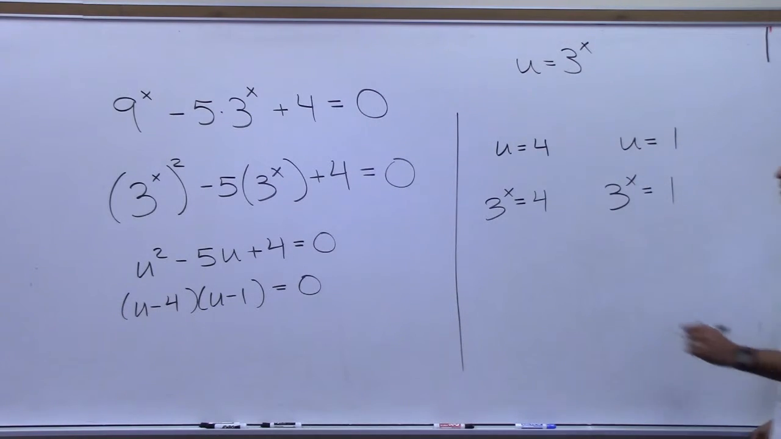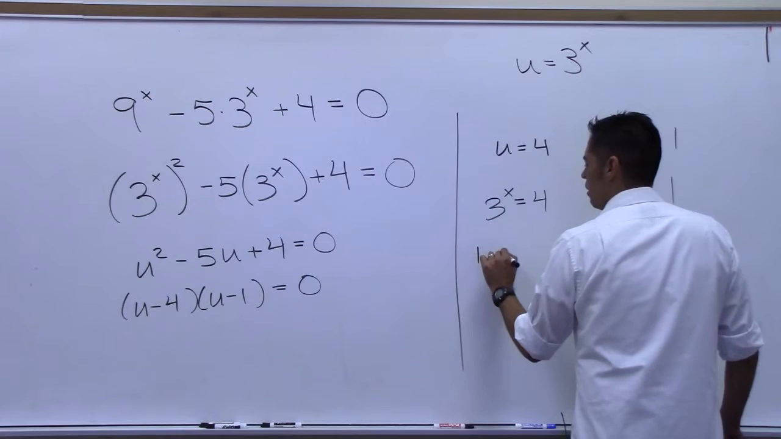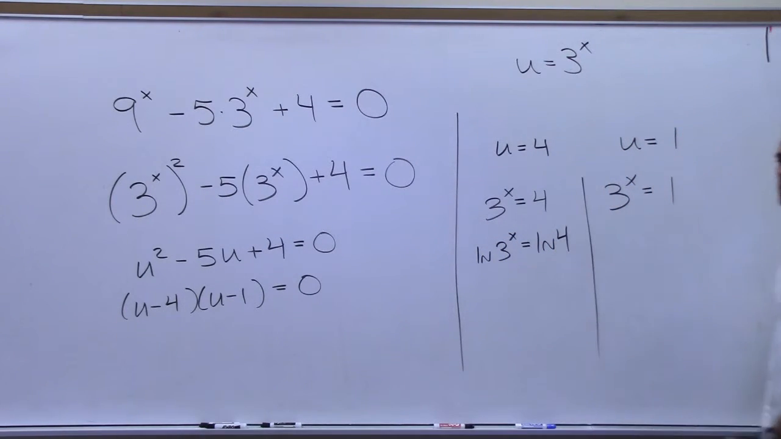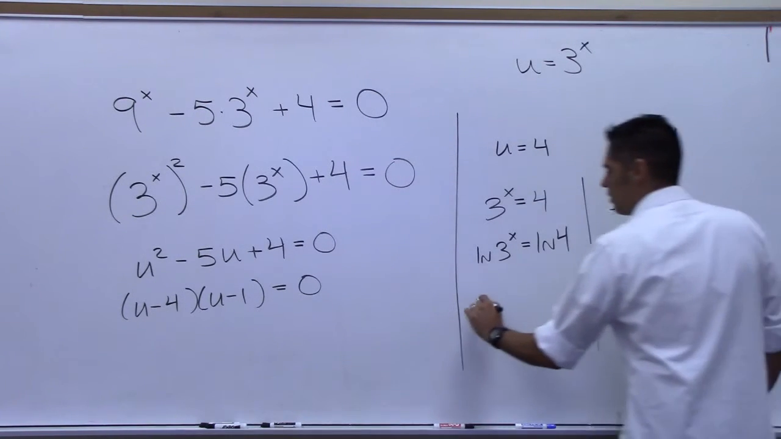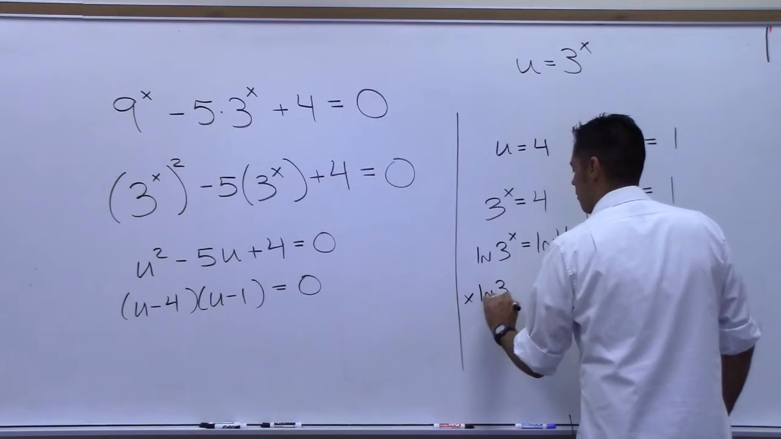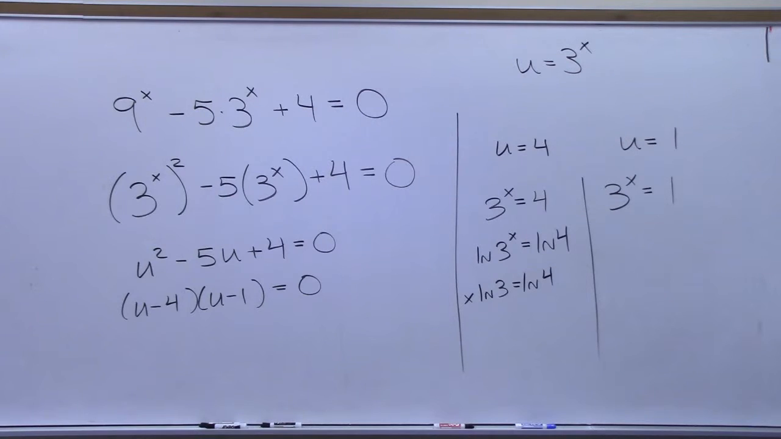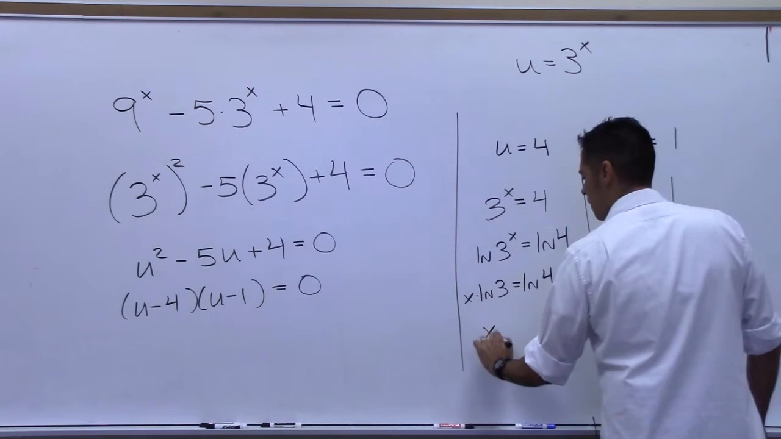Natural log, exactly. Natural log of 3 to the x. What you do to one side, you do to the other, right? Does this look more familiar now? Drop your x out. X natural log 3 equals natural log 4. Divide both sides by natural log 3, because that's multiplication.